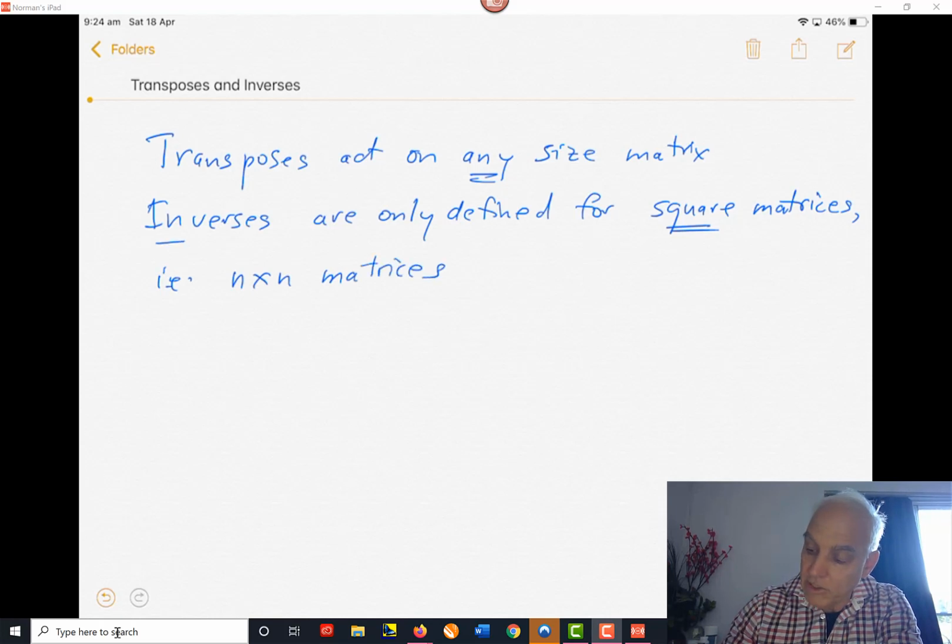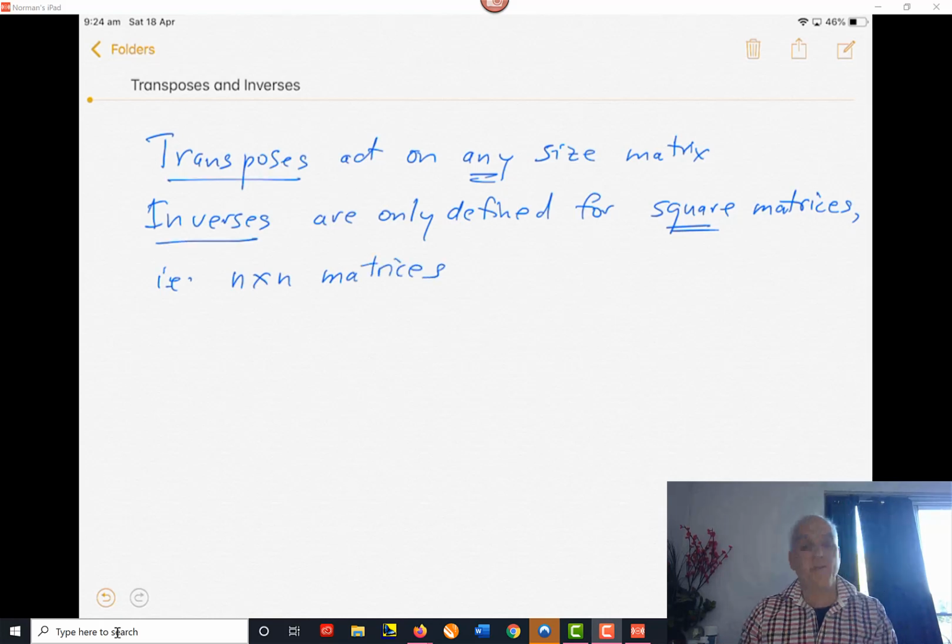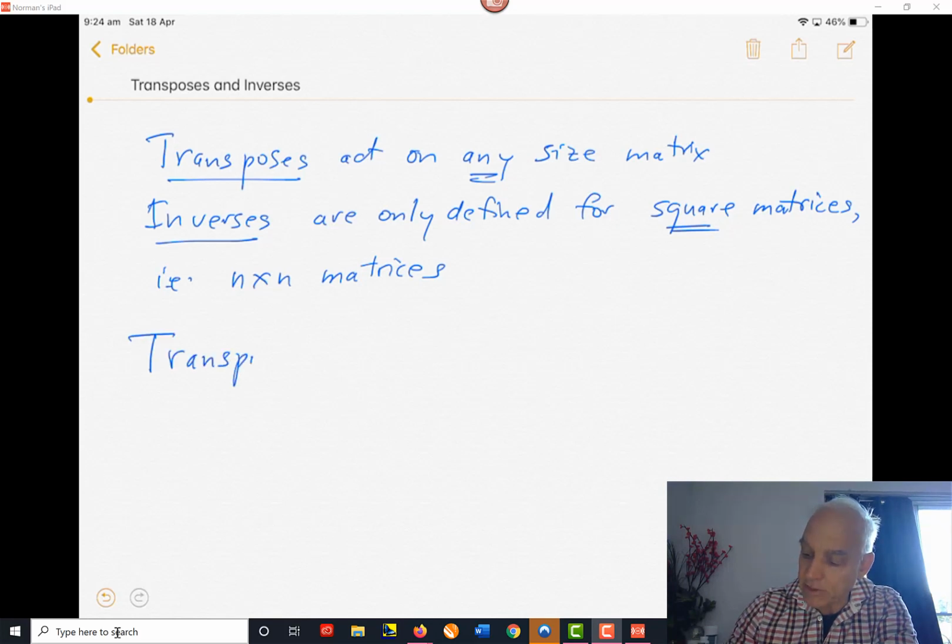Okay, so we want to talk about these two different kinds of transformations. The inverses are more complicated and important, but transposes act in some ways a little bit like inverses, so it's good to start with them. All right, so what is the transpose of a matrix? Well, it's a kind of a reflection. So the transpose of the matrix is described in terms of its size.